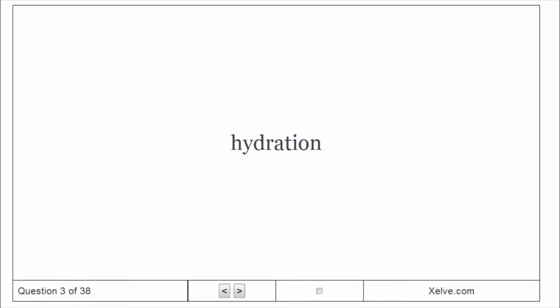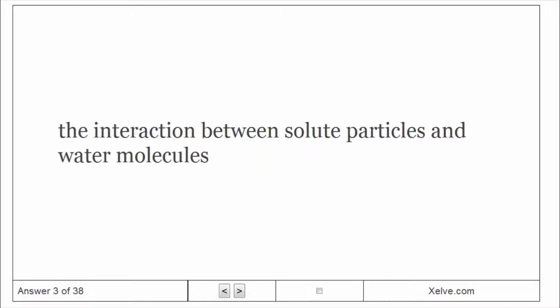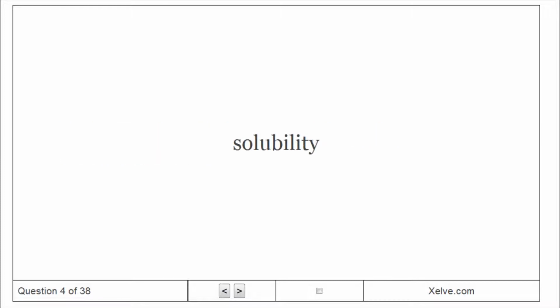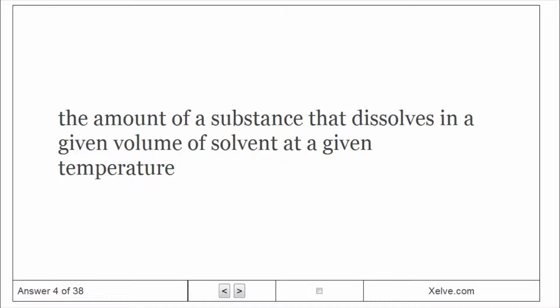Hydration. The interaction between solute particles and water molecules. Solubility. The amount of a substance that dissolves in a given volume of solvent at a given temperature.